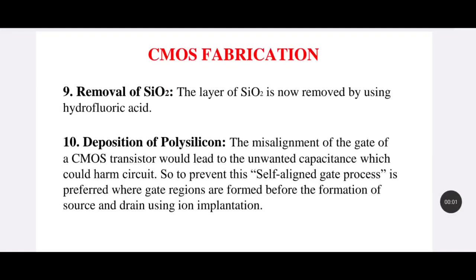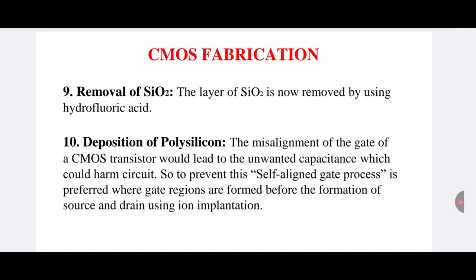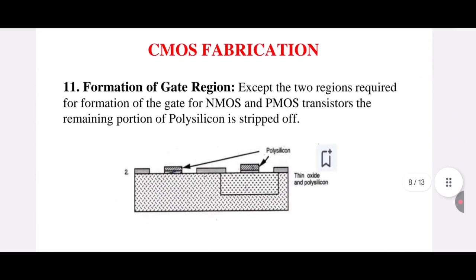Next we will concentrate on the formation of the polysilicon gate. In order to form the gate, we need to deposit polysilicon all over the surface. Before the formation of source and drain terminals, it is necessary to form the gate terminal. Why? Because in order to avoid unwanted capacitance which could harm the circuit, we will form the gate terminal first, and then concentrate on formation of the source and drain terminals. Here you could see the formation of gate terminals for PMOS as well as NMOS devices.